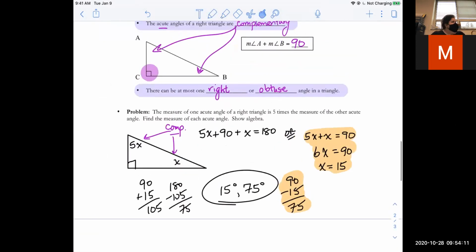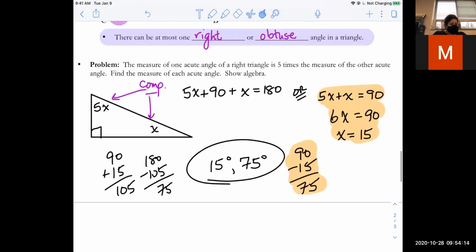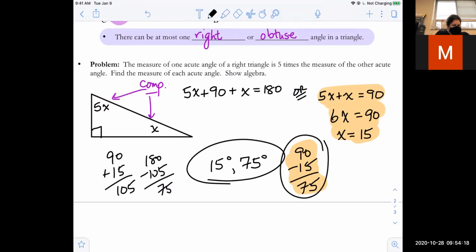All right. There's actually another way to get it too. I'm just doing 90 minus 15. If this angle is 15, this is the rest of the 90, so it's 75. Or you can do 5 times 15, because it's 5x. You can also do 5 times 15.